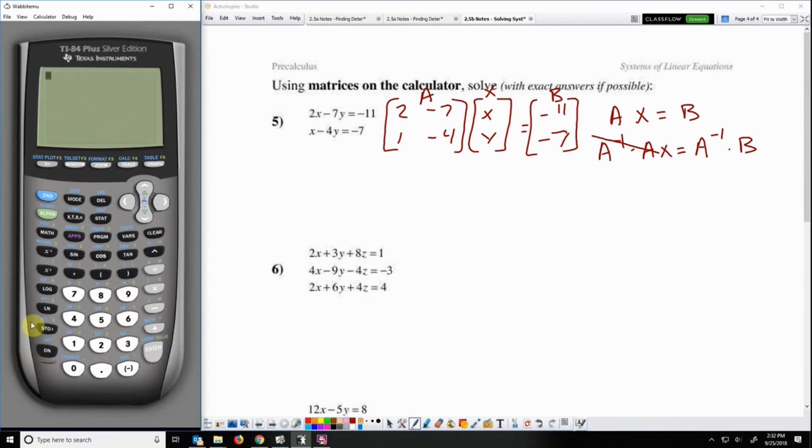So they've got different ways to get to matrices. This one you have to use second and then matrix. And I am going to go over to edit, and I'm on matrix A, so that's number 1. And I am going to put in matrix A here. So that is a 2 by 2 matrix. 2, -7, 1, -4.